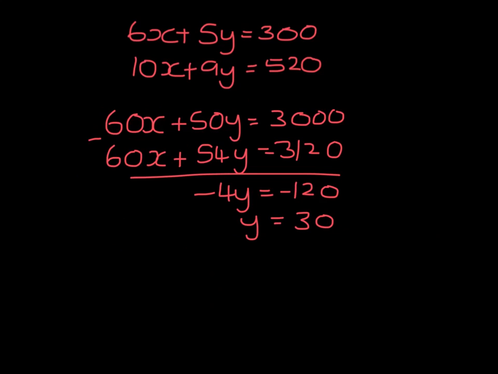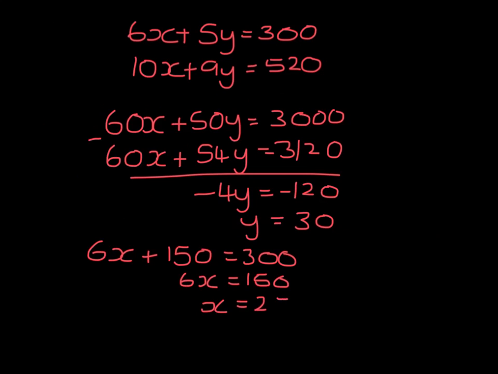y equals 30. 6x plus 150, 5y equals 300. So 6x equals 150, x would be 25.